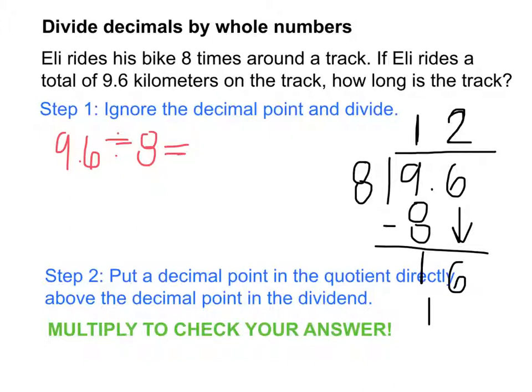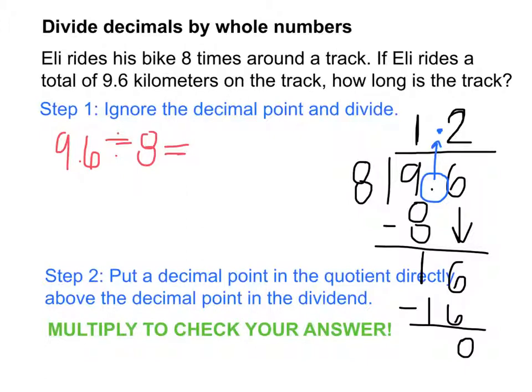16. Subtract, do we get a remainder of 0? Yeah. Very good. So we know that 96 divided by 8 is 12. Step 2 says you put a decimal point in the quotient, so in the answer, directly above the decimal point in the dividend. So here is my decimal point in the dividend. I'm going to put a decimal point directly above that in my quotient. So how long is the trek?